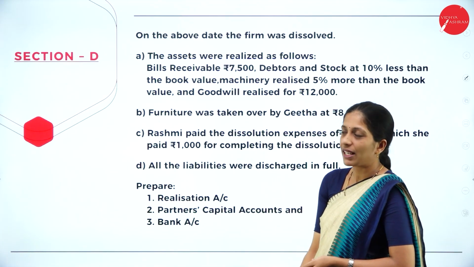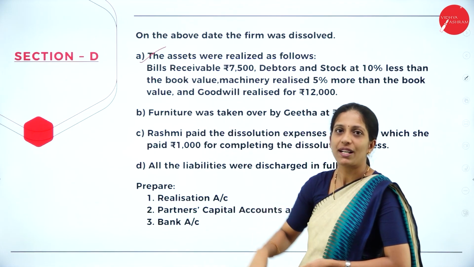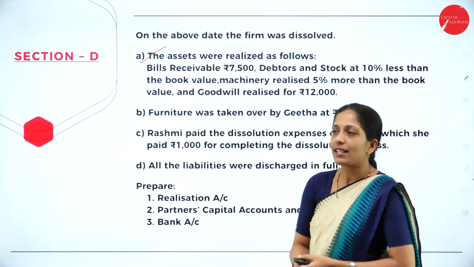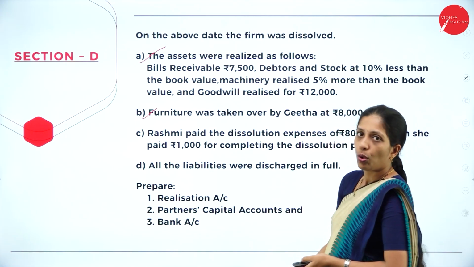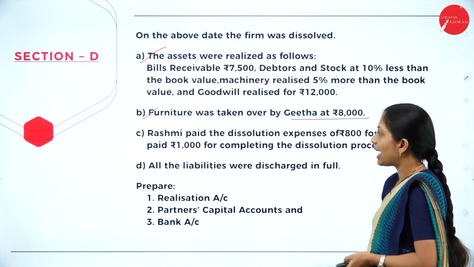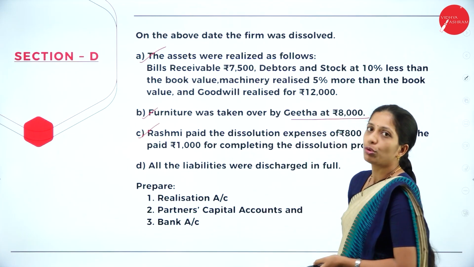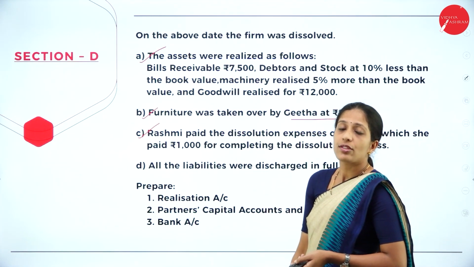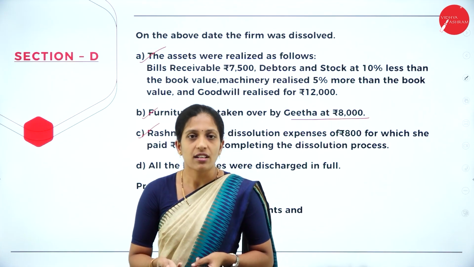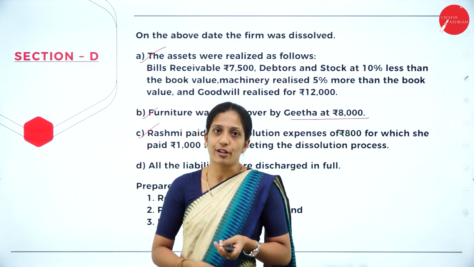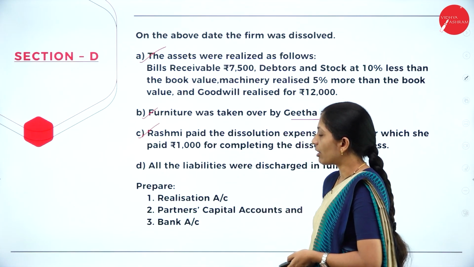Next, in the adjustment they have told that certain assets are realized. That is your first adjustment relating to realization of assets. And the next one they have given, furniture was taken over. A partner has taken over the asset. And the next adjustment was Rashmi paid the dissolution expenses. Here the dissolution expenses is not borne by the firm, but a partner of the firm has paid the dissolution expenses. Let us see what is the entry we have to record there.